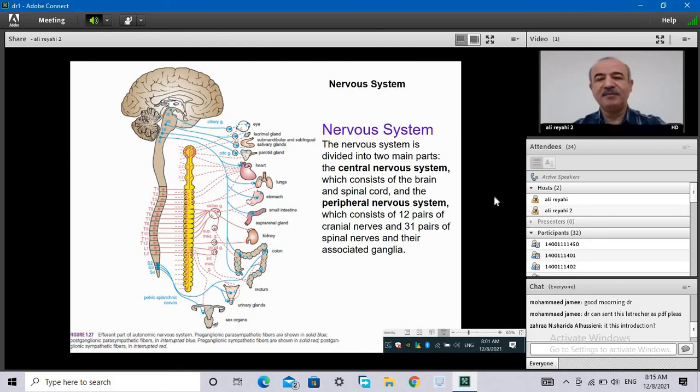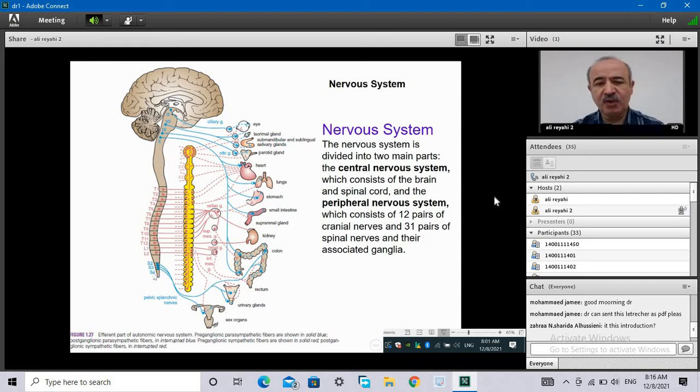The other system in our body is the nervous system. The nervous system contains the central nervous system, which includes the brain and the spinal cord. The brain includes two hemispheres, right and left, the cerebellum, and the brainstem that connects to the spinal cord.